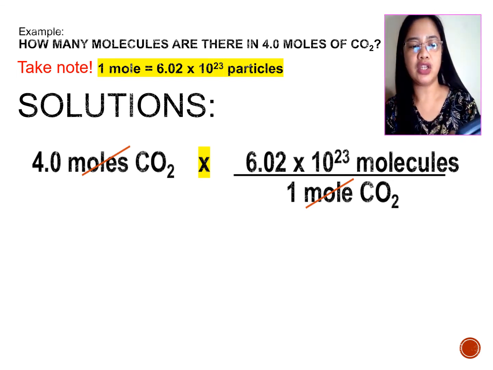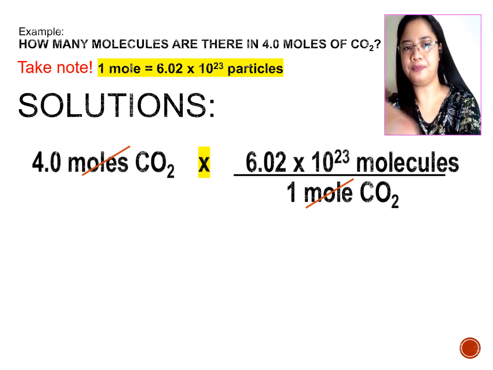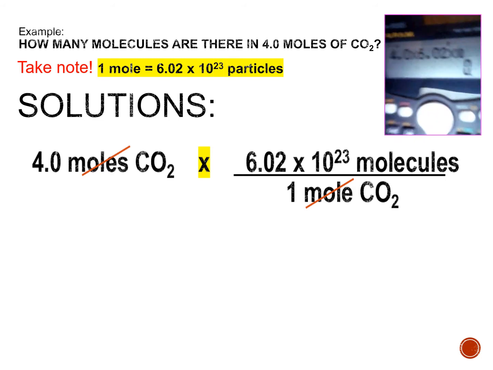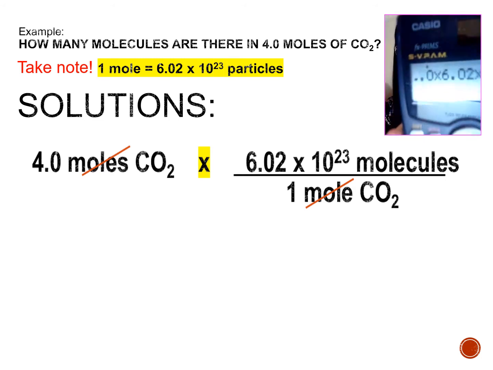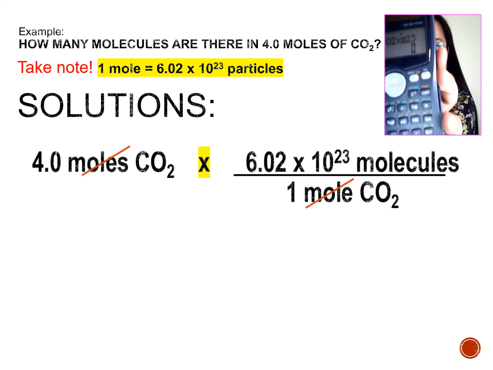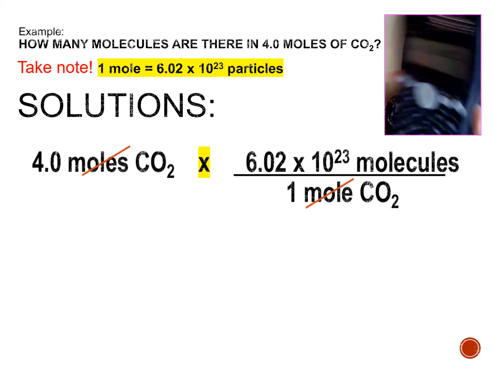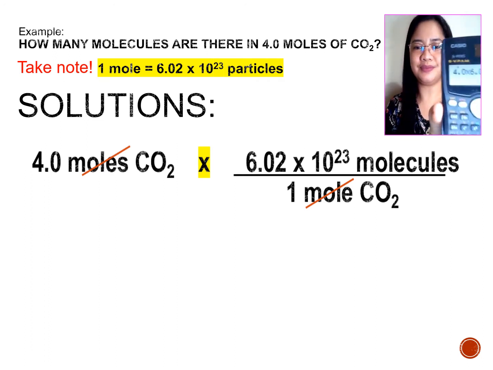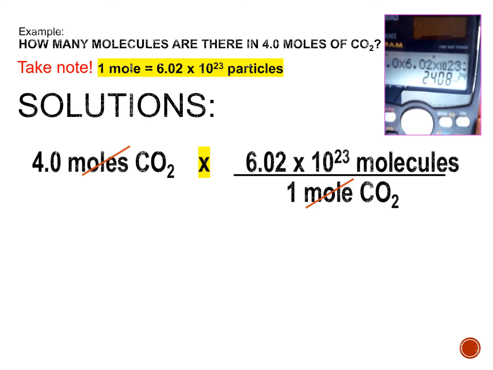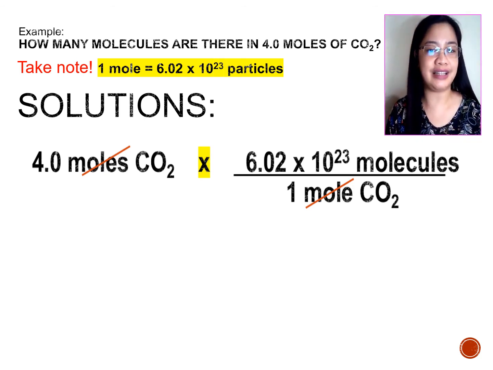So just shift, do you see? Shift, log, okay, that's it. Shift log 23. Okay, here it is. So that is 4.0 times 6.02 times 10 to the 23rd molecules is equal to, the answer is 2.408 times 10 to the 24th. Okay, now let's proceed to the final answer.